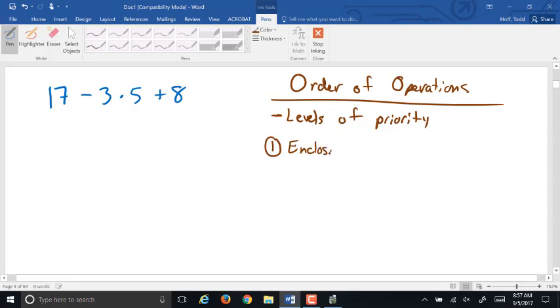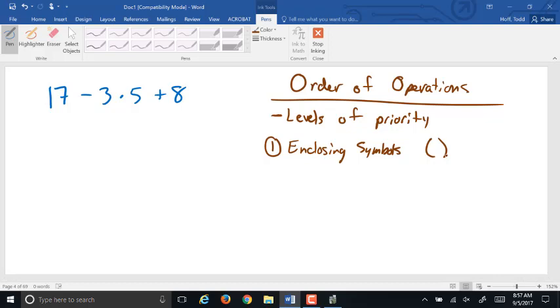So the highest level of priority is something called enclosing symbols. Many of you have probably heard this one is just defined as parentheses. And parentheses and its various forms are one of our enclosing symbols. Parentheses, brackets, the squiggly brackets and square brackets and all that stuff are all just forms of parentheses. But there are other types of enclosing symbols that we will run into.